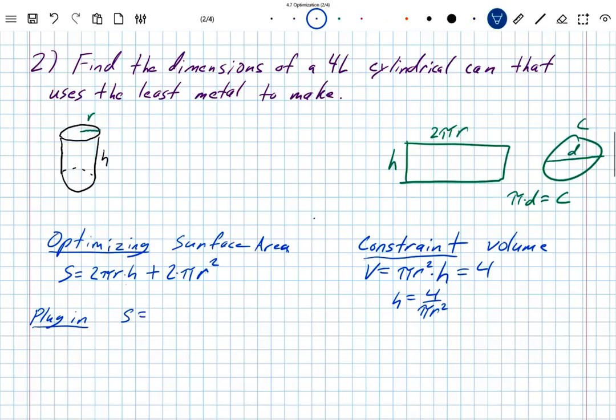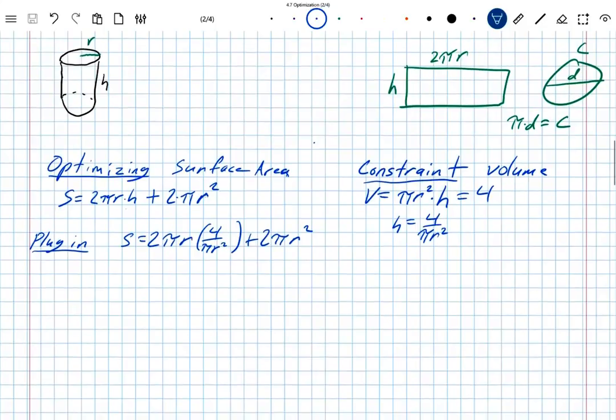S is equal to 2 pi r, my new formula for h, 4 over pi r squared, plus 2 pi r squared. Cool, amazing. So what we've done by our constraint is two things. We've gotten rid of that h, which is great, but also if you don't incorporate the constraint, then there's nothing stopping you from making a cylinder with no height or no radius, right? You could just make a non-existent cylinder which would use no metal, or even a negative cylinder which would use negative metal. I don't even know what that means.